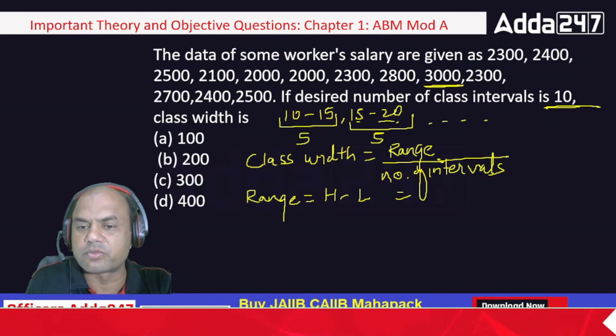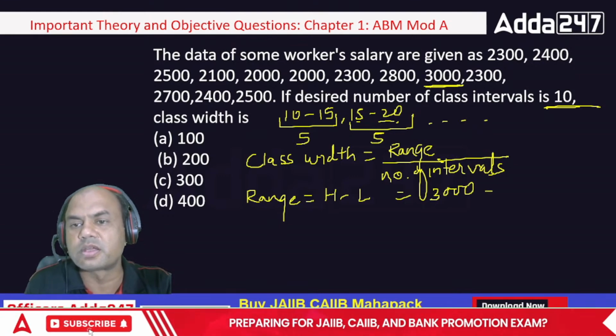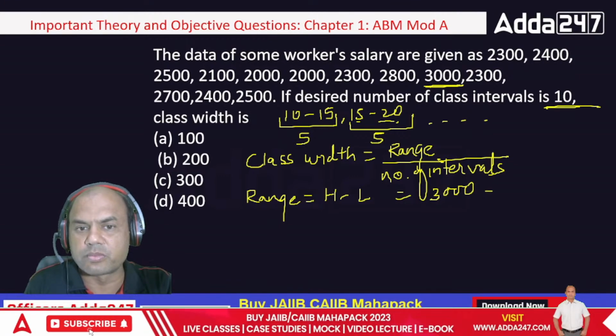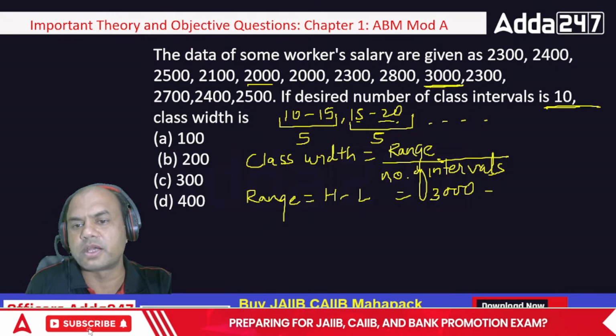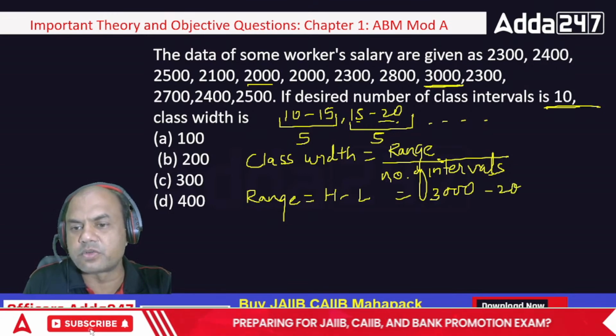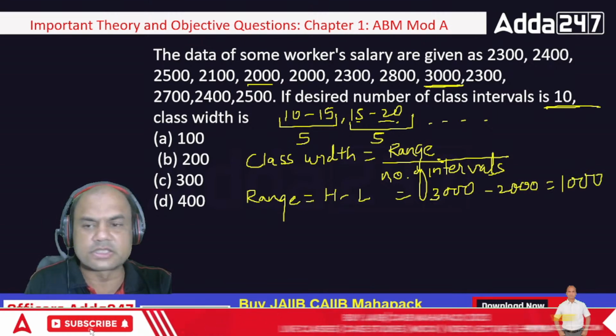Okay, I'll write it here first. 3000 is the highest. Which one is the lowest number over here? 23, 24, and so on, 2000. Any other number lower? No, 2000, right? So, range is 3000 minus 2000, which is 1000. Okay? So, this is my range.